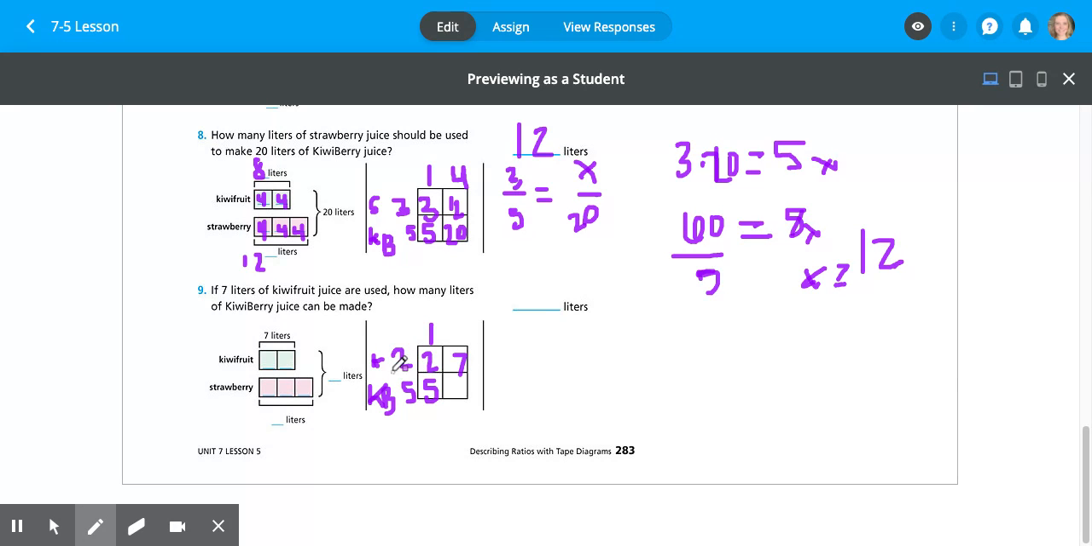What is 7 divided by 2? That one's not as easy to solve, so we can just do 7 over 2. So then we need to multiply 7 halves times 5, which 7 times 5 is 35 over 2. So I'll use that to fill in our tape diagram. So we have 35 half liters.